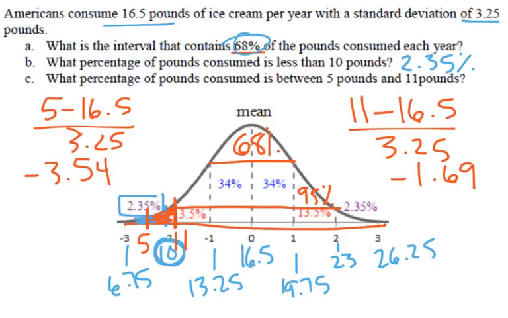We're basically not able to find the percent. It's basically going to be like 0.02%. It's pretty much off our chart. Now for the other one, negative 1.69 is about 45.5%.